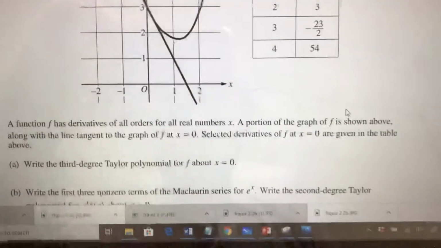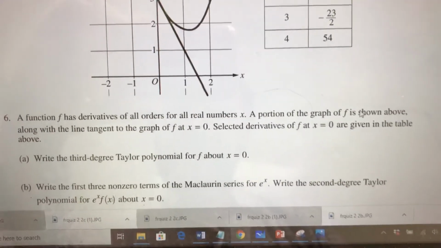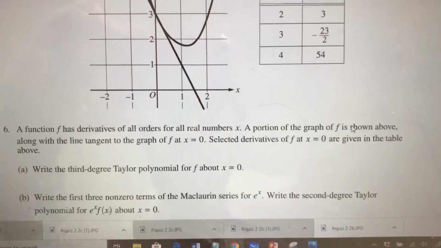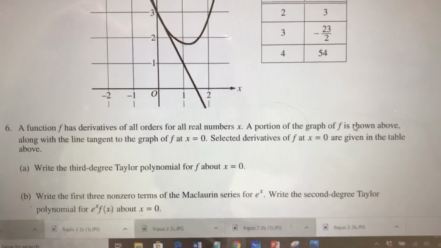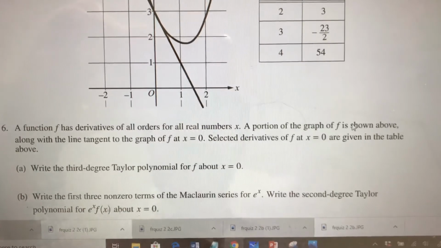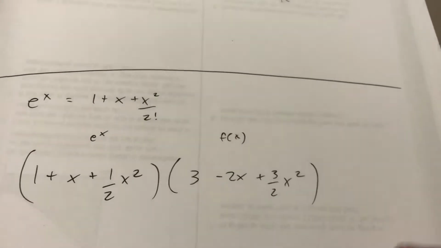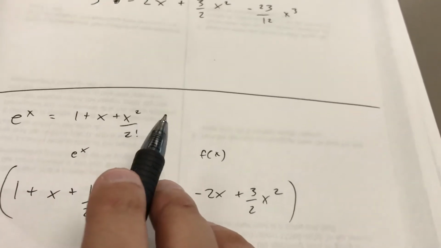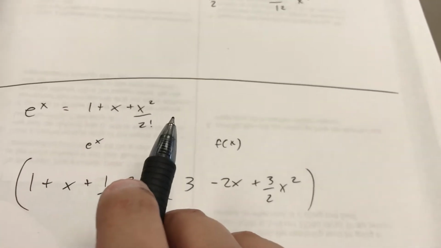Next part says write the first 3 non-zero terms of the Maclaurin series. They did use the term Maclaurin series for e to the x. We want the second degree Taylor polynomial for e to the x times f of x about x equals 0. Okay. So hopefully you know the e to the x series: 1 plus x plus x squared over 2 factorial plus x cubed over 3 factorial, and so on and so forth.